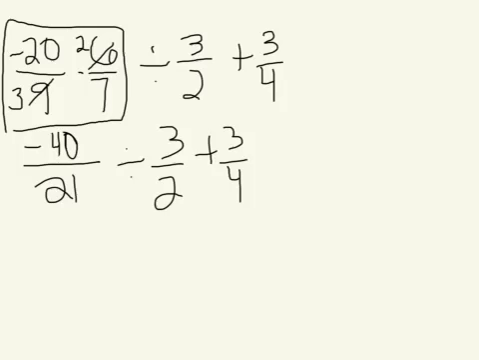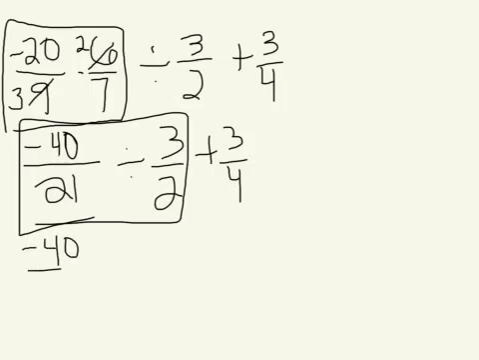Okay, so the order of operations says that you need to do any divisions or multiplications before you move on to additions and subtractions. So the next part that we want to do is this part. But we've also learned that dividing by a fraction means to multiply by the reciprocal. So let's rewrite negative 40 over 21 times 2 over 3. And we'll keep the plus 3/4.